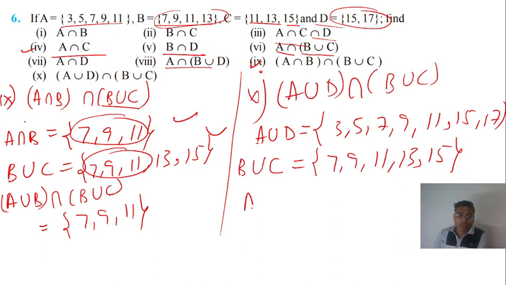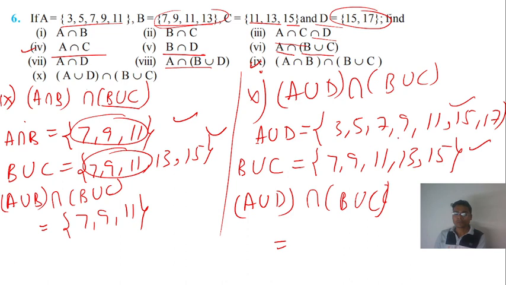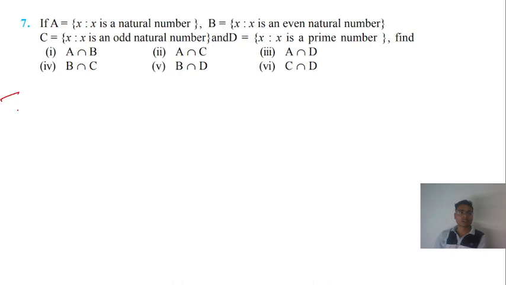Now A union D intersection with B union C is equal to, what are the common elements in these two sets? We just write it now. There's 7, 9, 11 and 15. So 7, 9, 11, 15 is the answer here.